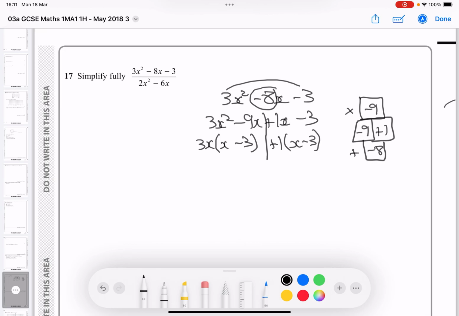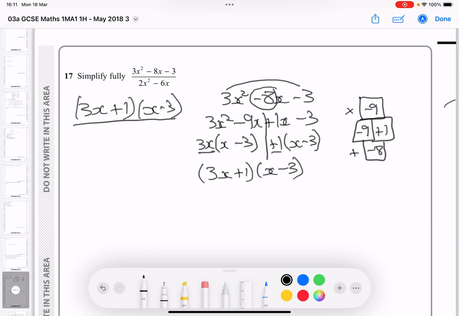So what I've got here is 3x plus 1. That's one of my brackets. And x minus 3, because it's in both sides, is the other. So what I've got at first is 3x plus 1 times by x minus 3, all over.